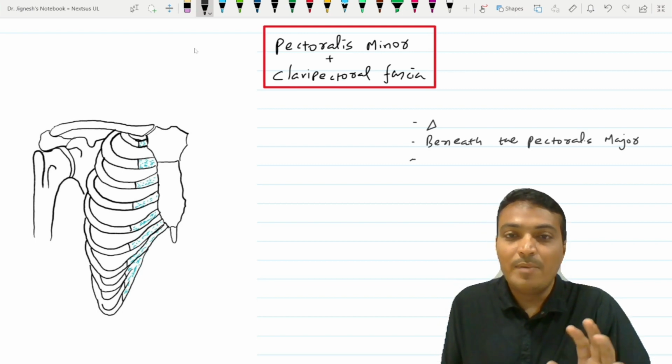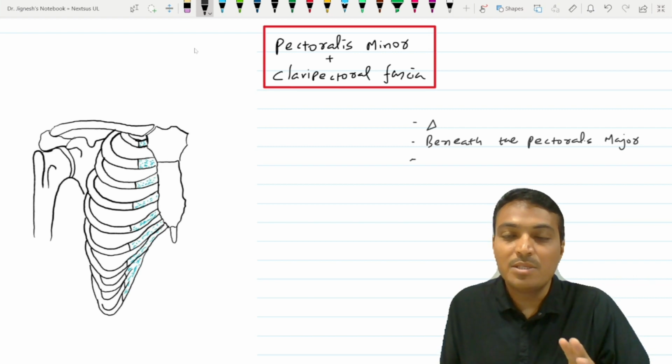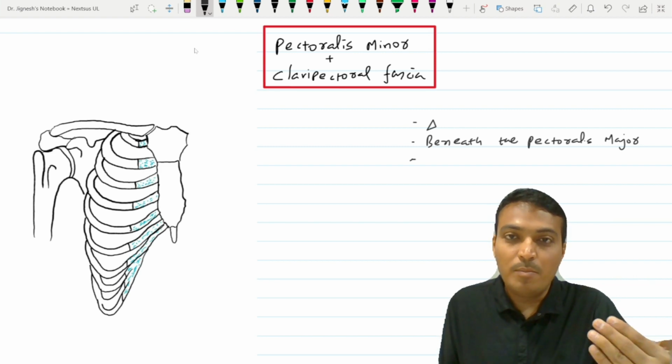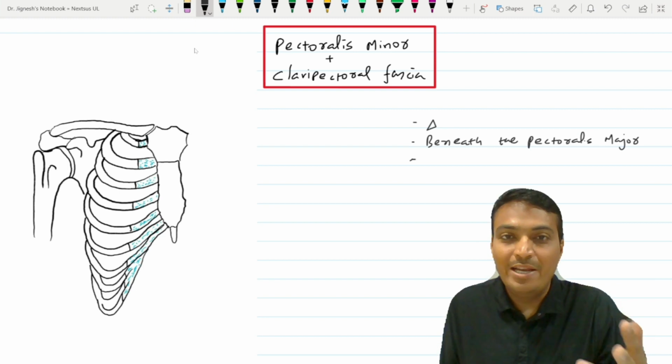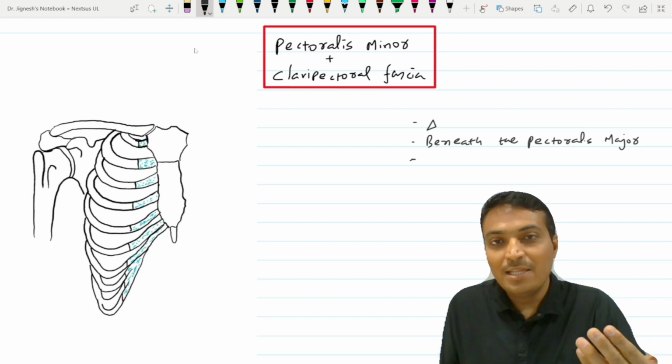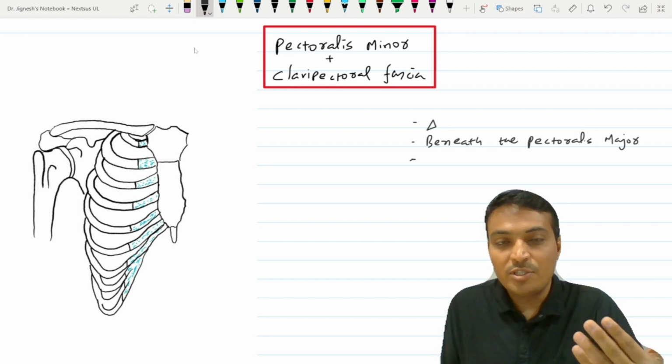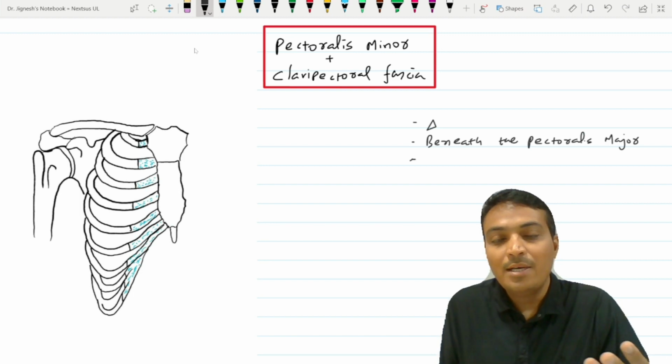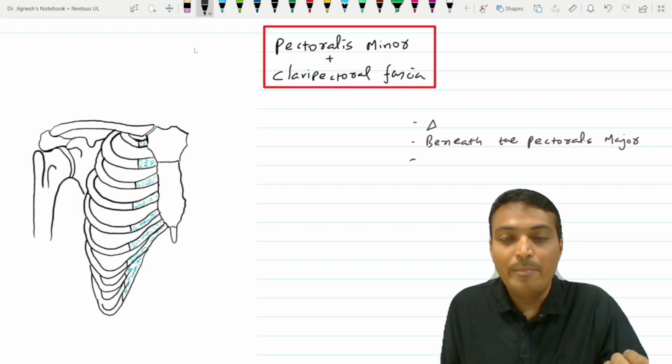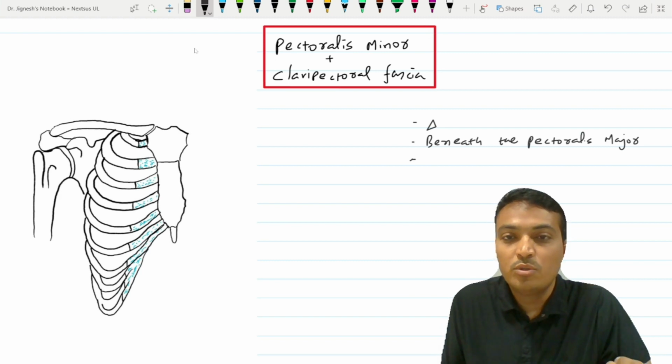This pectoralis minor muscle is also a key muscle because it is going to partition the axillary artery into three parts. The part of the axillary artery above it is the first part. The part behind it is the second part. And the part below it is the third part. So this pectoralis minor is also a key muscle of the pectoral region.